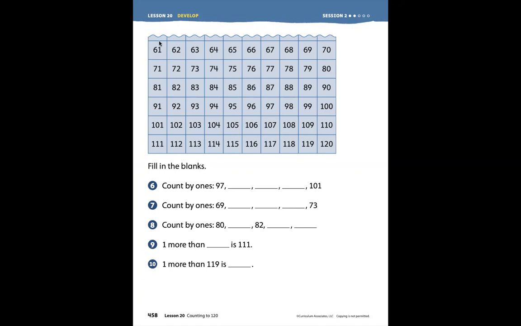Before we start, let's put our finger on this number. We can see that this number has tens and ones. It is a 2-digit number. It has a 6 and it has a 1. There are 6 tens and 1 one. If I have 6 tens, I can draw 6 tens: 1, 2, 3, 4, 5, new line, 6, and draw 1 one. Then I can count to see what that number is.